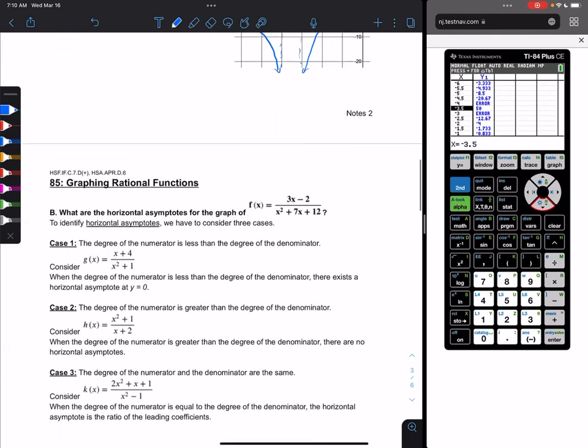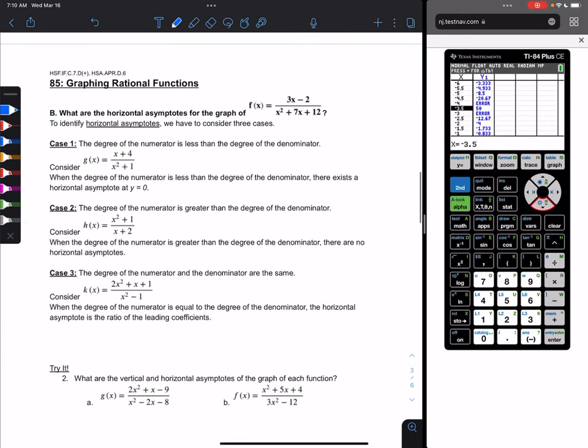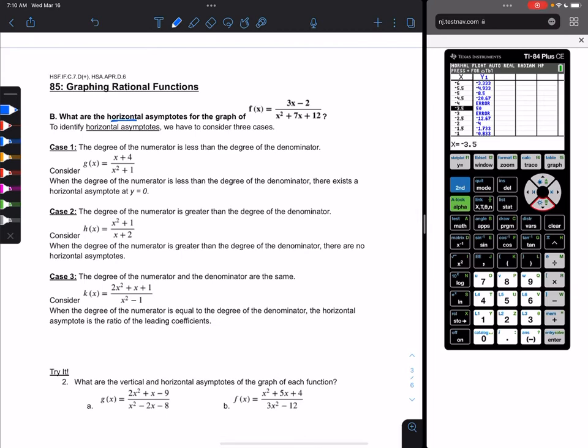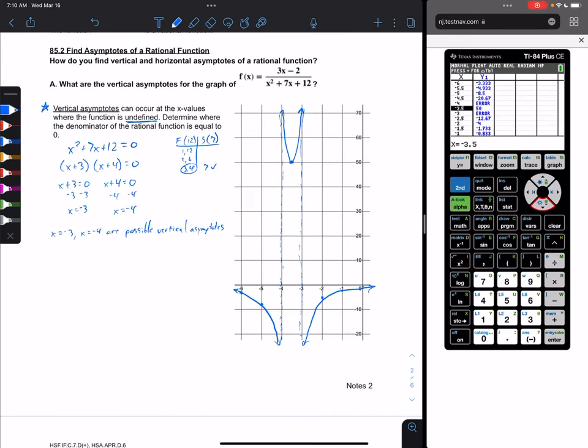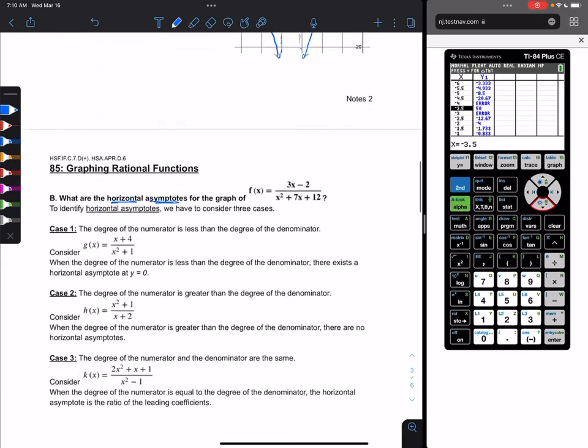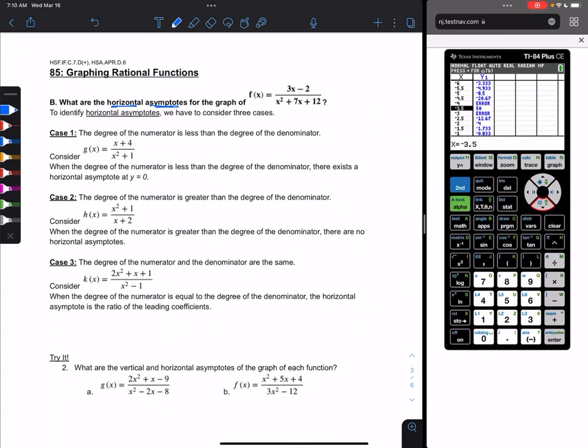Now, moving on to part B, looking at horizontal asymptotes. This is a little bit more detailed. Vertical asymptotes are pretty straightforward. You set the denominator equal to 0, and you solve. You find what x values give you 0. Part B, the horizontal asymptotes, we need to consider 3 cases.